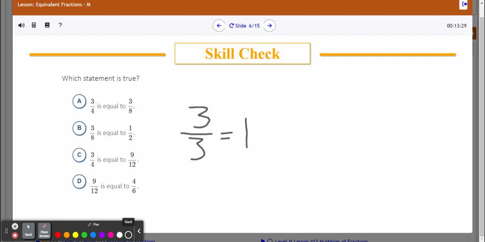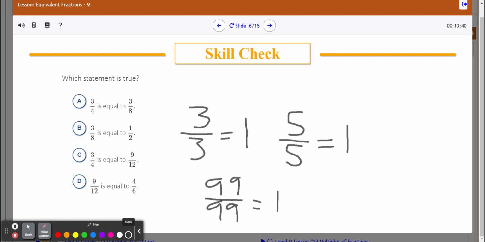It doesn't matter how big it is. So 3 over 3 equals 1. 5 over 5 equals 1. 99 over 99 equals 1. Any numerator and denominator, when they are the same in a fraction, that equals 1. And this is very important to remember.